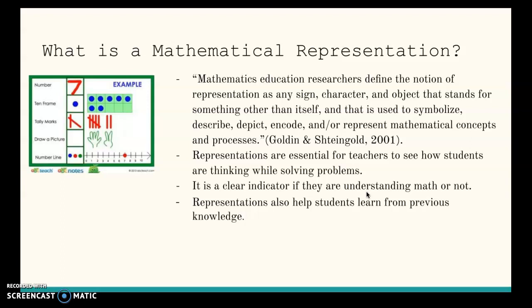As you can see in the picture, it shows the number 7, how to use it in a 10 frame. Another way to show it would be tally marks. You could draw a picture, and there's a picture of hands with the number 7 and the number line of how it would go on 0 through 10. There's number 7. So those are all different ways to show mathematical representation, and it's a great way to sit down and have a conversation with a child if you want to assess how they're doing without making it feel like an assessment. Up next, Courtney is going to discuss why teachers use mathematical representation and give you multiple examples.